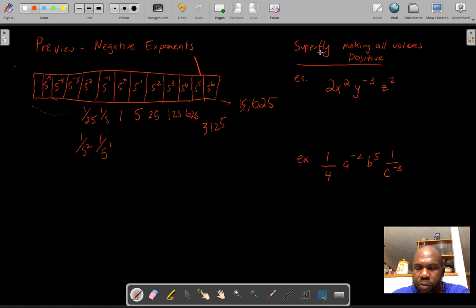Basically, you've got to simplify, making all values positive. Okay, so let's look at a couple of the examples here and see how this works.